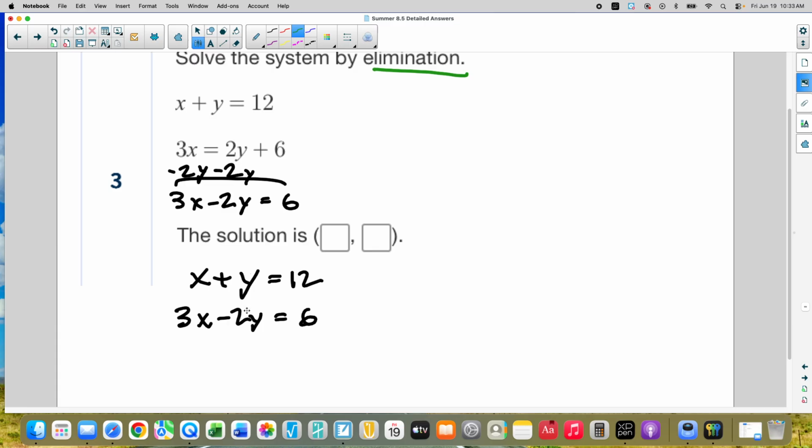Well, I'm going to cancel the y's. Why did I pick y's? Because my signs are at least opposite of each other. So all I've got to do is multiply this equation by 2. I'm making it proportional, so I'm multiplying each of the pieces by 2. When you make it proportionally bigger, you have to multiply every term in the equation.